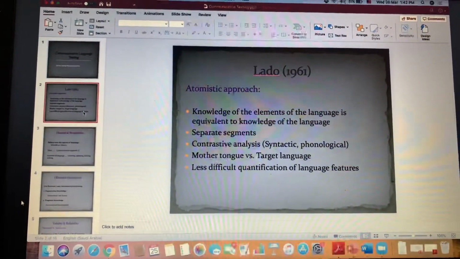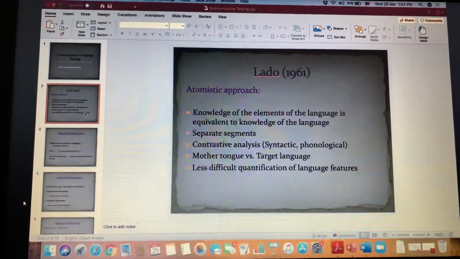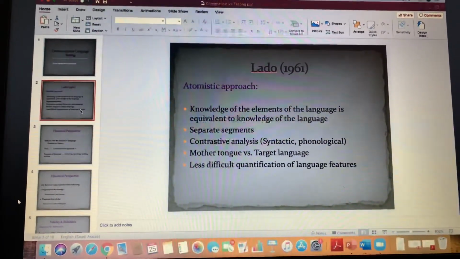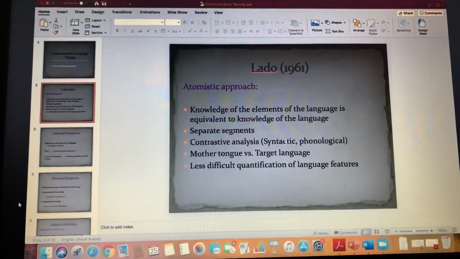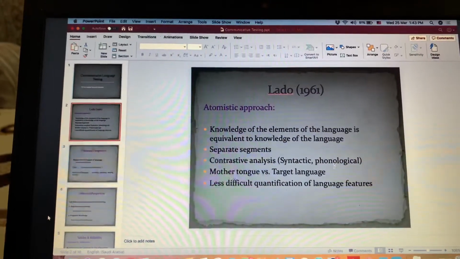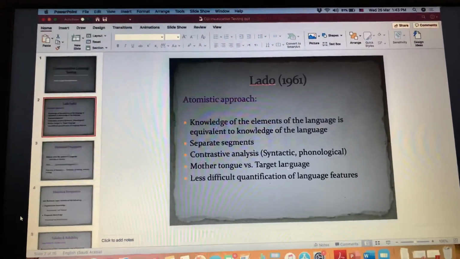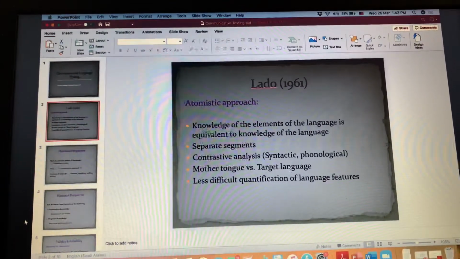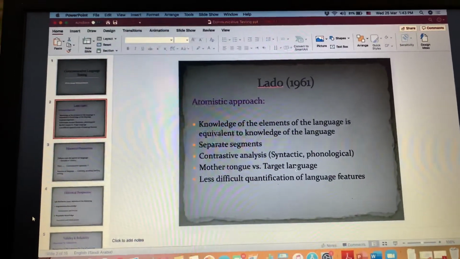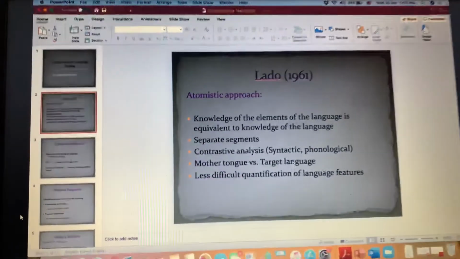Okay, it is something like unitary, separate, segmented, exclusively taking care of syntax and phonology, meaning listening and grammar, and sometimes reading, right? And it's mother tongue versus target language. This is for translation, pure translation. So this is for them how language is acquired. And if you have a model of language teaching, that has to be reflected in the test.